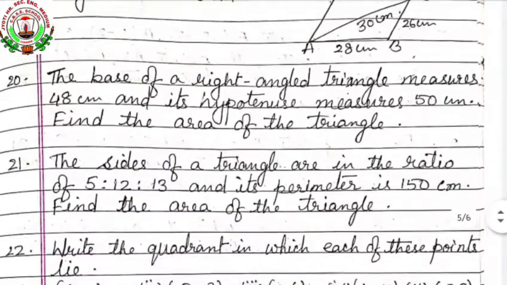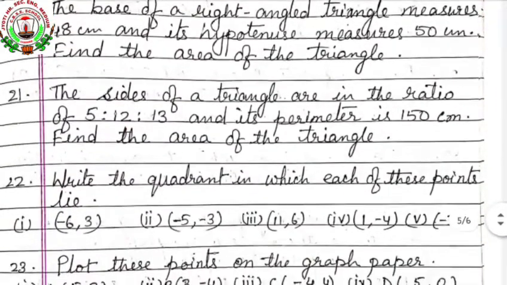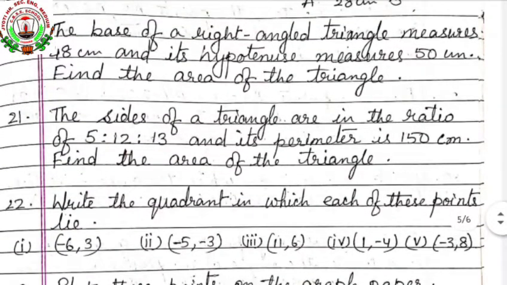Then next question, 21st, the sides of a triangle are in the ratio 5:12:13 and its perimeter is given. Already this question is given in that multiple choice question. Let the ratio be x, then the sides will be 5x, 12x, 13x. Sum of all these will be equal to 150. Get the value of x. After getting x, find each side, and after getting all the 3 sides, find the area using Heron's formula.